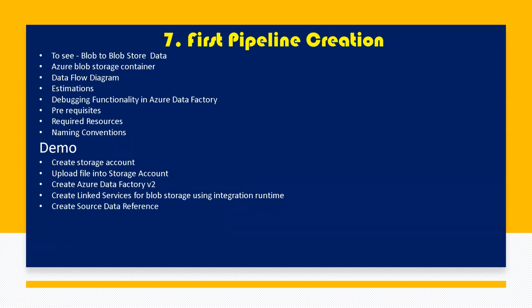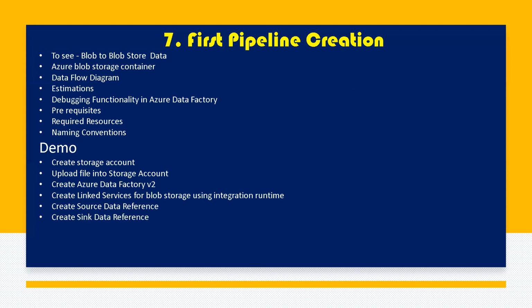Then we have to create the source data references. The source data reference is nothing but a data set. The linked service is different, and the data set is different. The linked service we create for the connection path, but in that path we will use the integration runtime. The integration runtime is going to handle all the connection related processing. Then for the data source, the references for the data sources mean the data set we are going to create. The data set is going to refer to your folder or file.